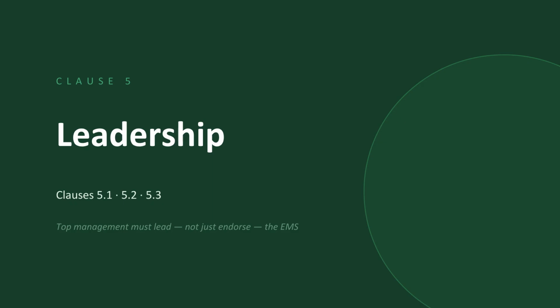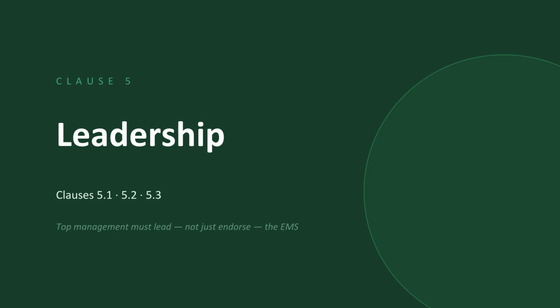We are now moving to clause 5, leadership. This clause is short, only 3 subclauses, but it is one of the most important in the whole standard. Why? Because an EMS without visible, committed leadership is just paperwork. ISO 14001:2026 uses the term top management, that means the CEO, MD, board, or whoever has ultimate authority in the organization. Not the EHS manager.